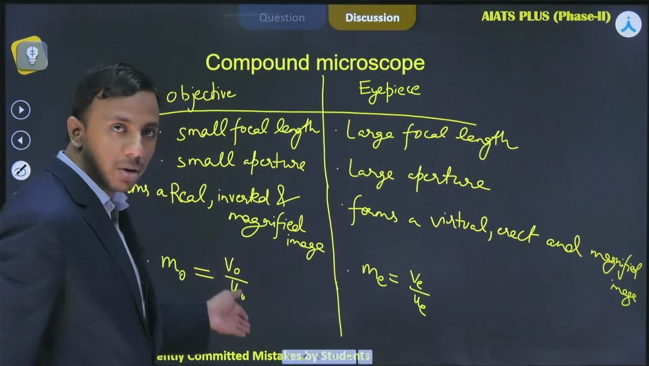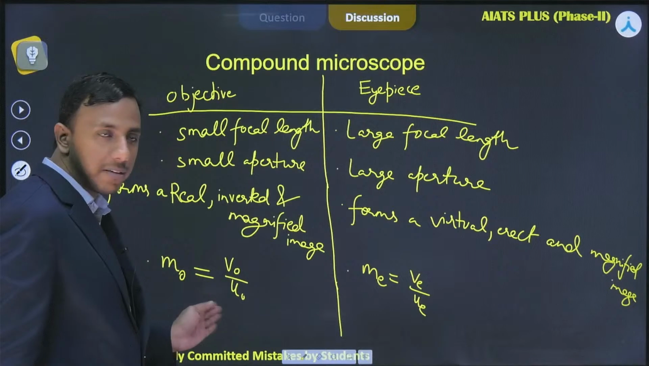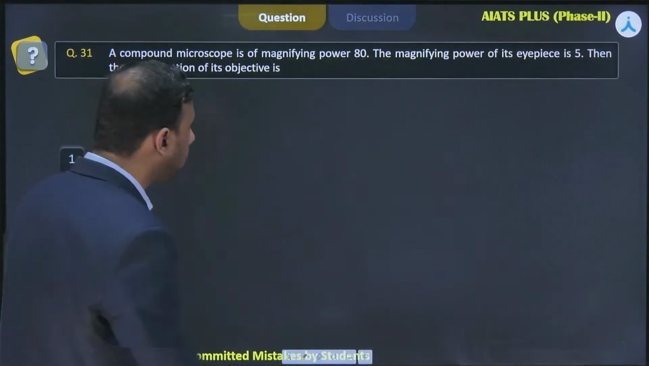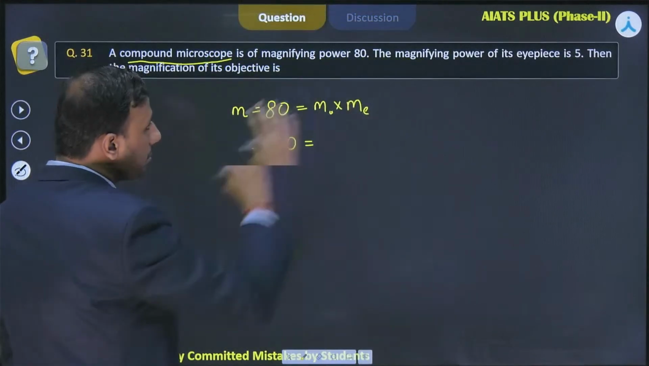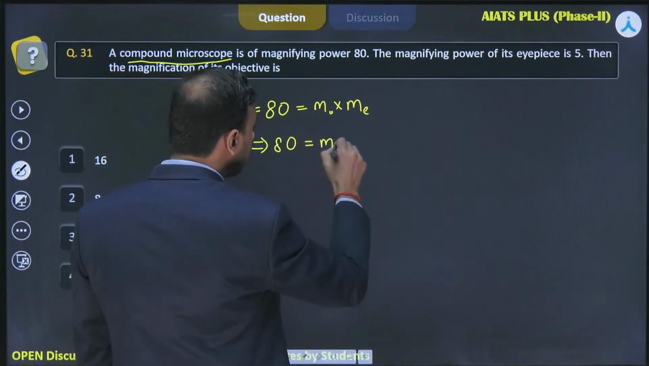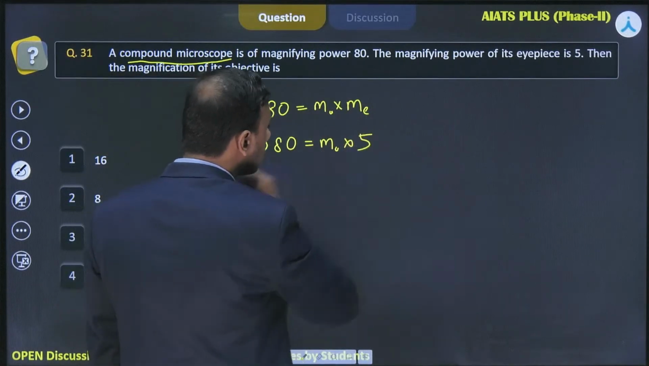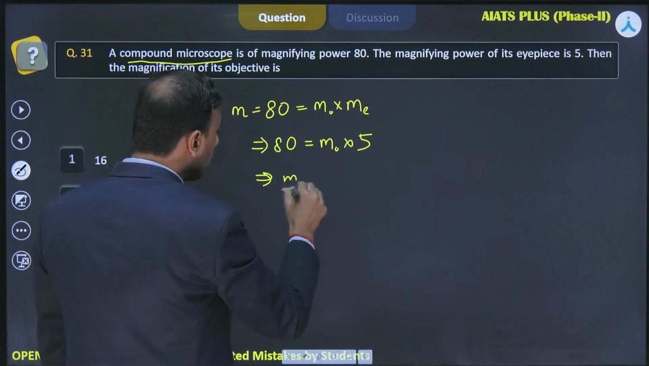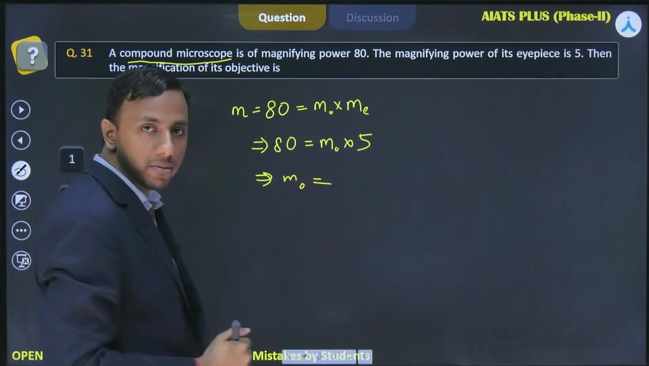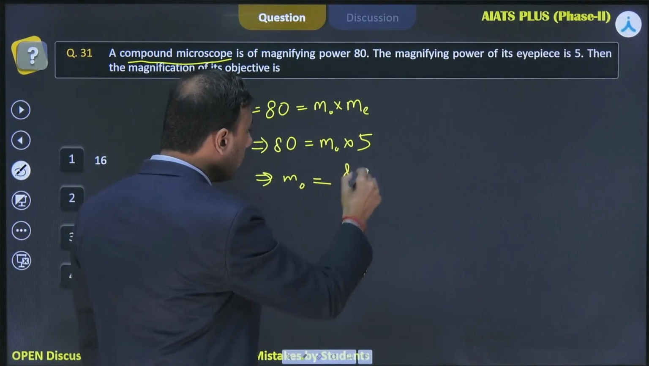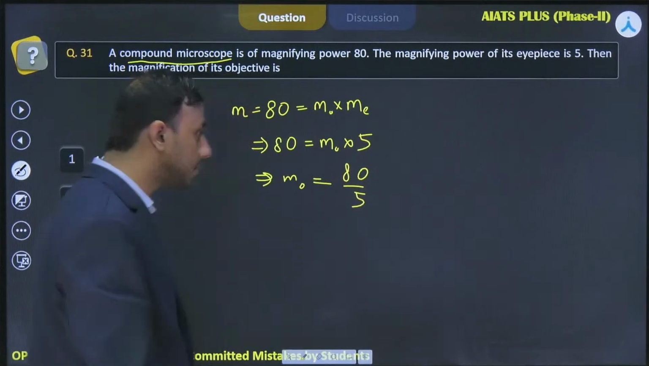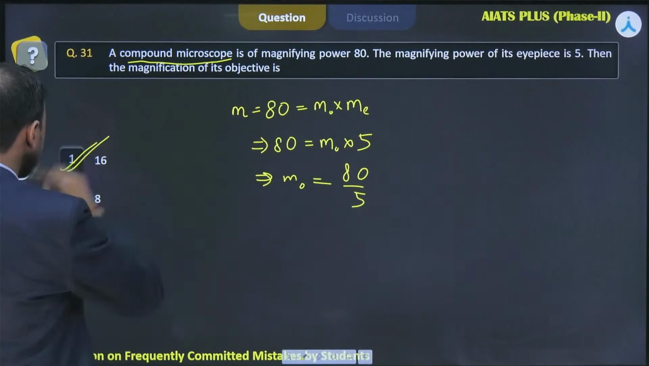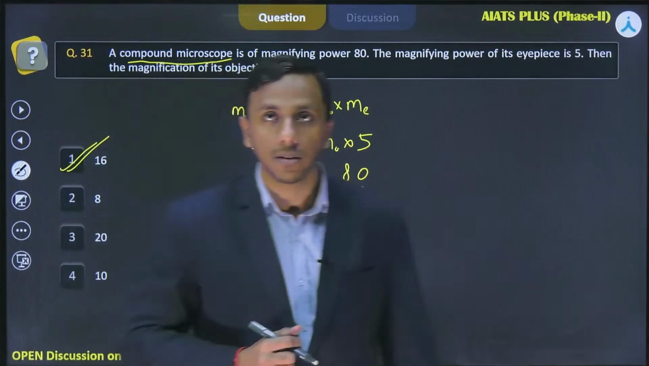if these values V naught and U naught are given, then also you can find the magnifying power of the objective, right? But anyway, they have already given the magnifying power of the eyepiece. So M naught into 5. So what would be M naught over here? 80 divided by 5, right? 80 divided by 5. That's it. So the answer would be 16. The answer would be 16.